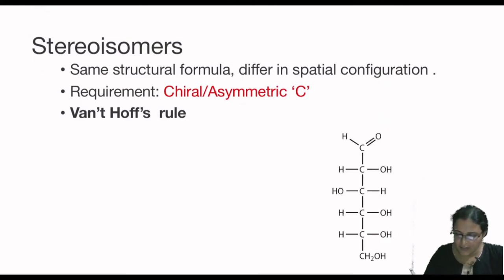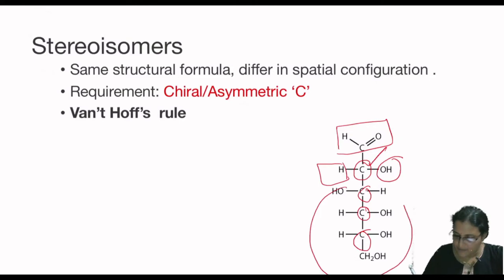See, this is the structure of glucose. If we take C2, 3, 4 and 5, let's say C2, we have 4 different groups attached to this carbon, this portion as a whole. So this C2 is a chiral or asymmetric carbon atom. Similarly, the C3, C4 and C5 carbon atoms are also asymmetric or chiral carbon atoms.